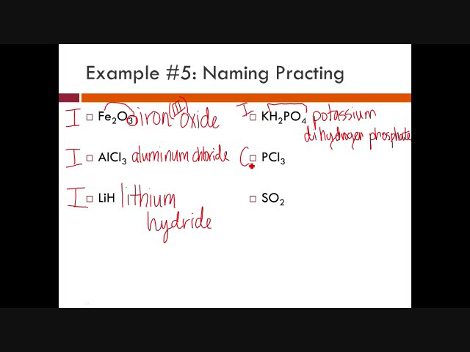Okay? So what's the name of this? Phosphorus trichloride. You still change the second element's ending to ide. That's why chloride is correct for that part. Okay? And then SO2, is there a metal or a polyatomic ion? Nope. So this would also be covalent. And that would be called? Sulfur dioxide.